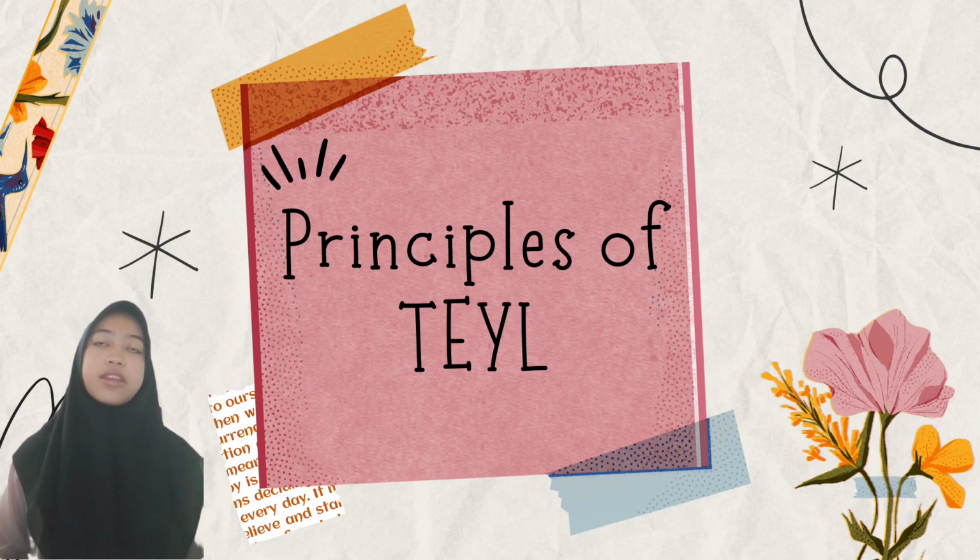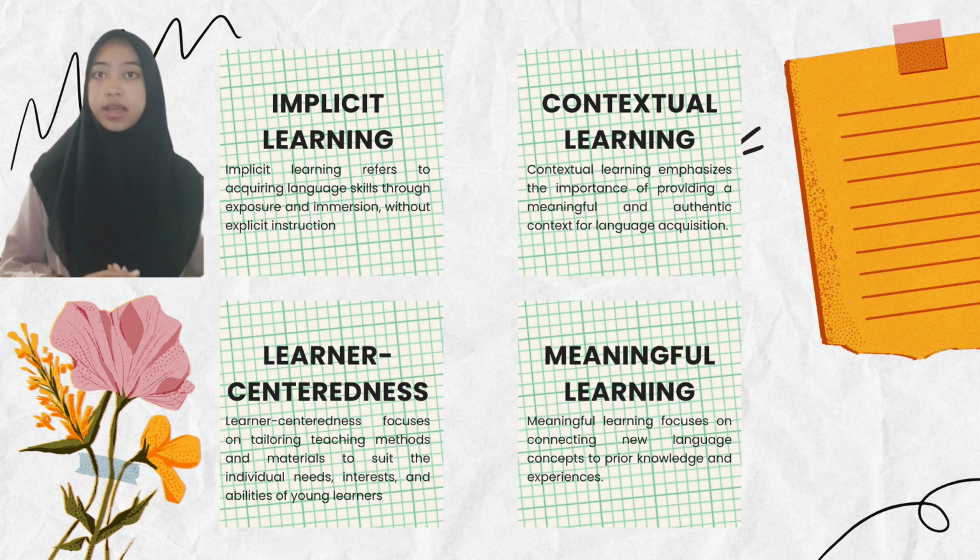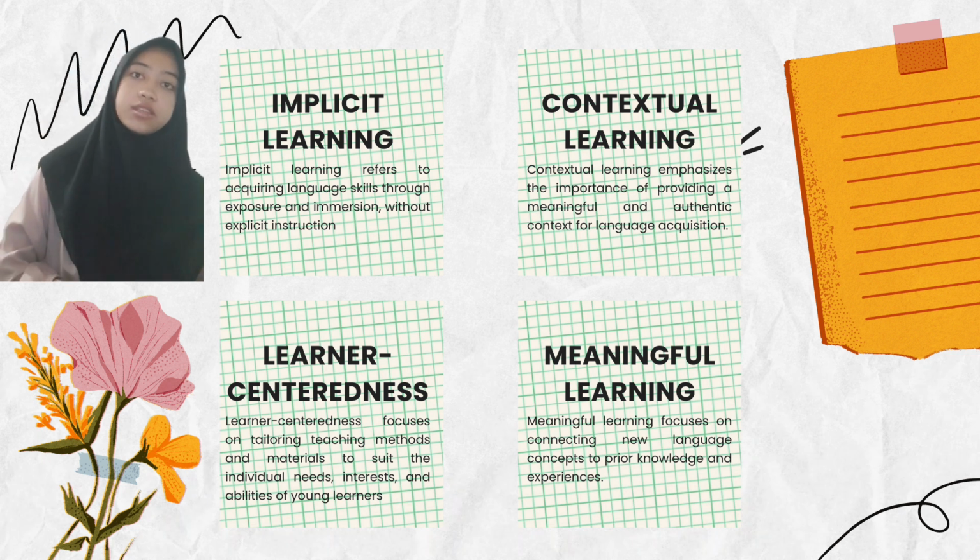For the next material, it is about the principles of TEYL. The first is implicit learning. Implicit learning refers to acquiring language skills through exposure and immersion without explicit instruction. This principle recognizes that children naturally absorb language by observing and participating in meaningful contexts. Here are some examples of implicit learning in TEYL. The first is language exposure, and the second is imitation.